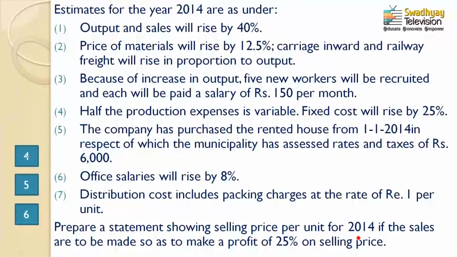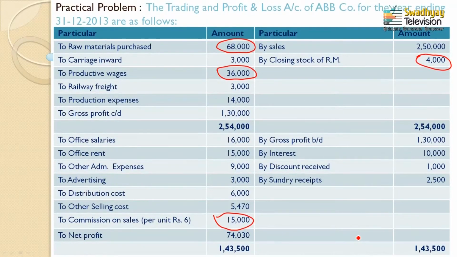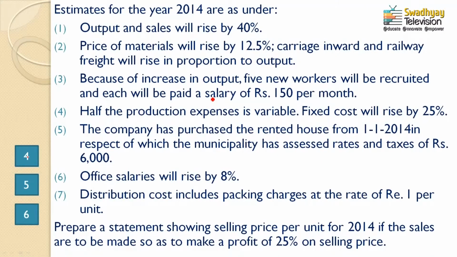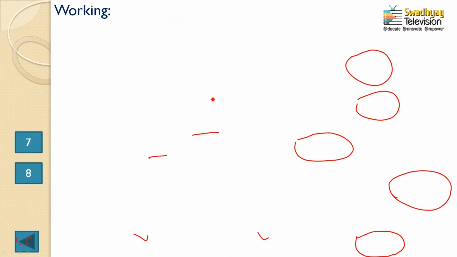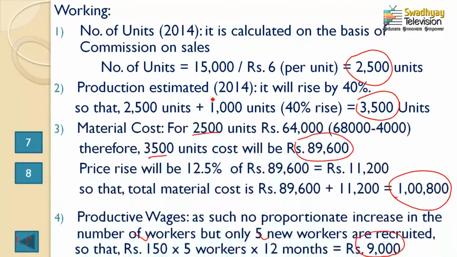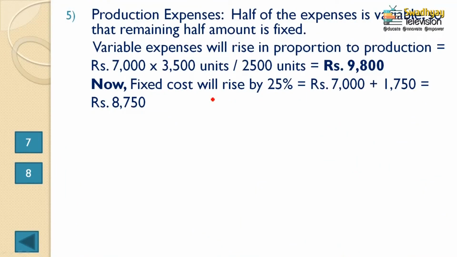Moving to the next adjustment: half the production expenses is variable and fixed cost will rise by 25%. Now see the question. Production expenses we have 14,000 rupees in the year 2013. So this 14,000 rupees of production expenses would be divided into 2 parts. The adjustment shows very clearly, half the production expenses is variable, so the remaining half of the amount is fixed.